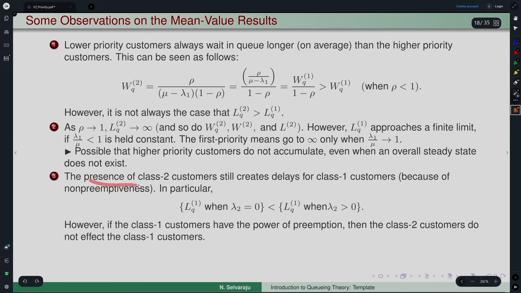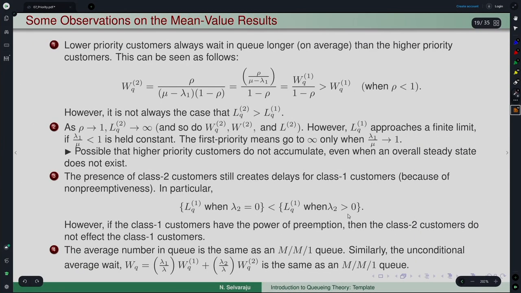Now, the presence of class 2 customers still creates delays for class 1 customers, even though they have priority. That is because of this non-preemptiveness. One can show that LQ1 when lambda 2 equals 0 is smaller than LQ1 when lambda 2 is strictly greater than 0. But if there were preemption, then priority 1 would behave like an M/M/1 queue, because it would preempt any of this, and class 2 customers would not affect them. But as long as non-preemptiveness is there, class 2 customers do affect the class 1 customers' behavior or waiting times.